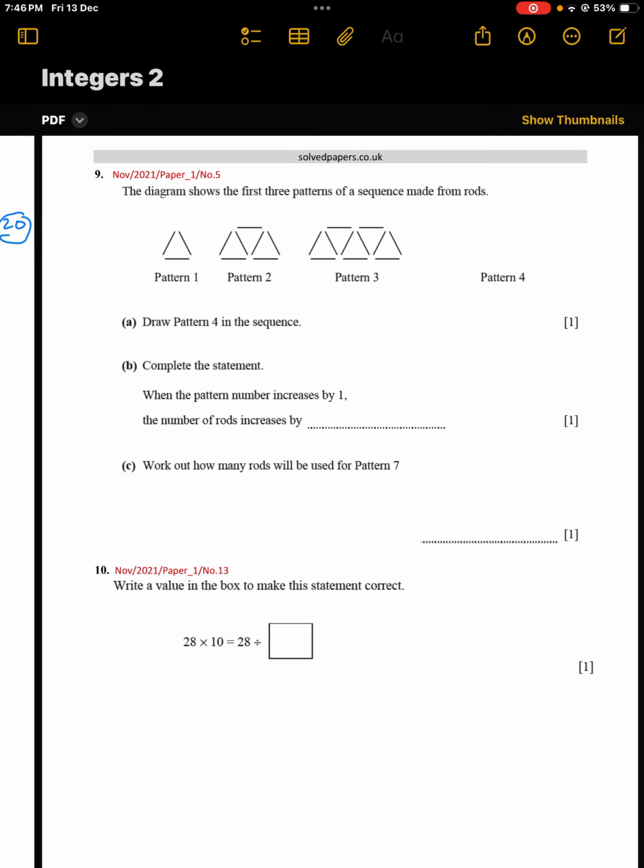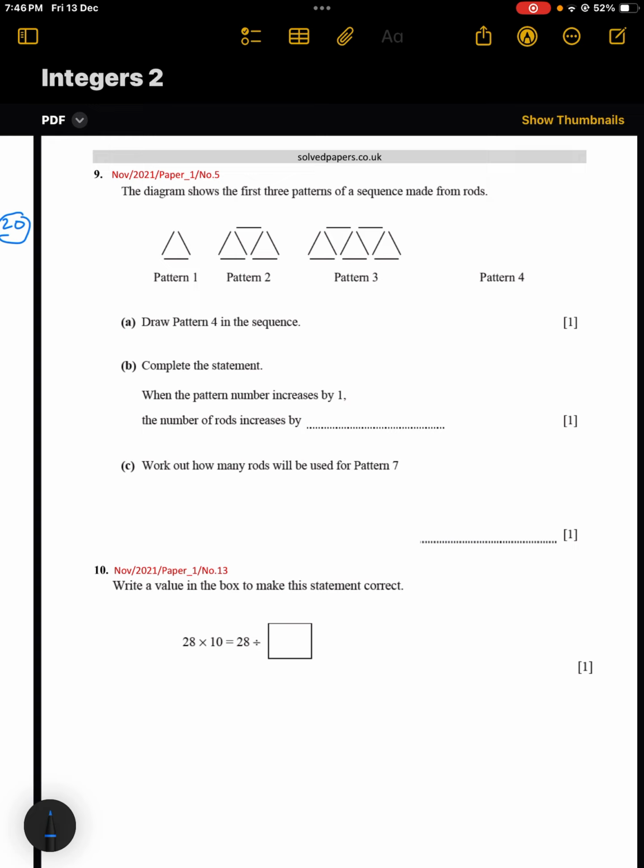Now moving to pattern sequence, which are not included. So we'll move to question number 10. Write a value in the box to make this statement correct. When 28 is multiplied with 10, it will be 280. Now, what should be divided by 28 to make it 280? Think about it.